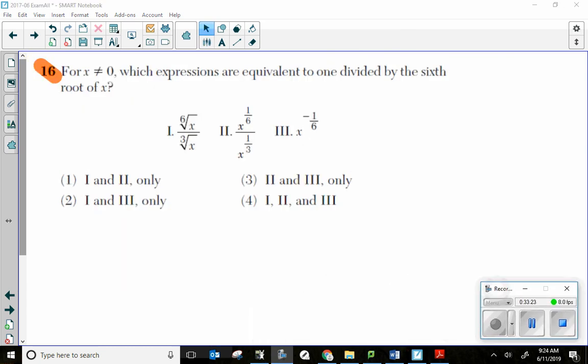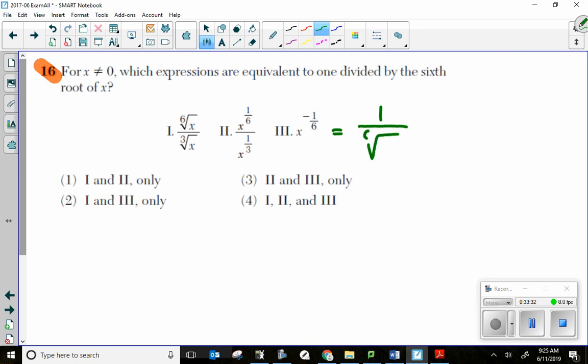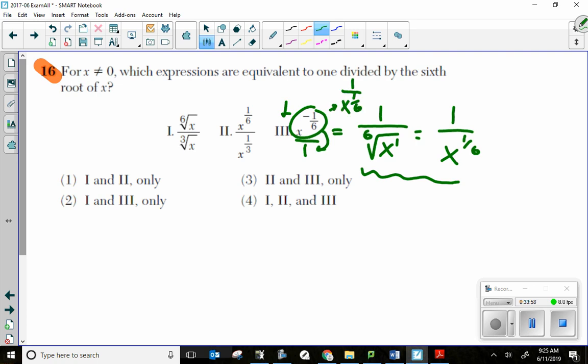All right, last one. When x is not equal to 0, which expressions are equivalent to 1 divided by the 6th root of x? Okay, that's also saying 1 over x to the 1/6. Okay, top down, bottom out. Okay, so obviously 1 or more of these is the same as these things right here. Well, first of all, I'm looking at number 3 here, Roman numeral 3. If I flip my negative exponent, I do in fact get 1 over x to the 1/6. That's the same. Look at that. So this is good. Yes, this one's the same.